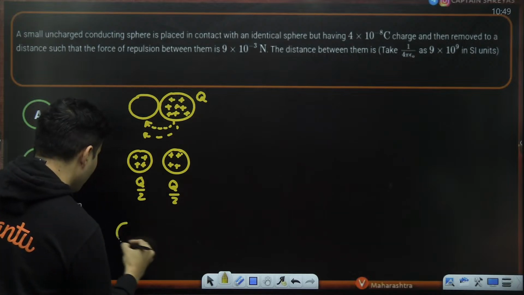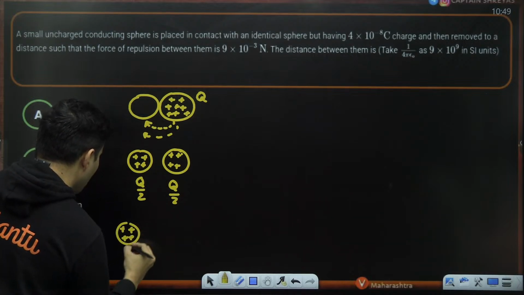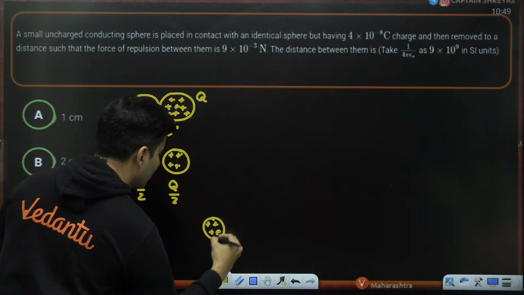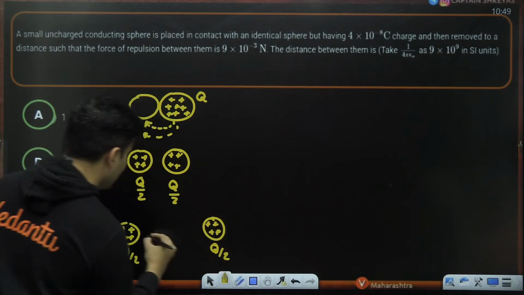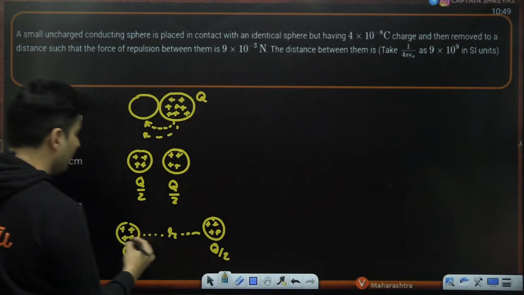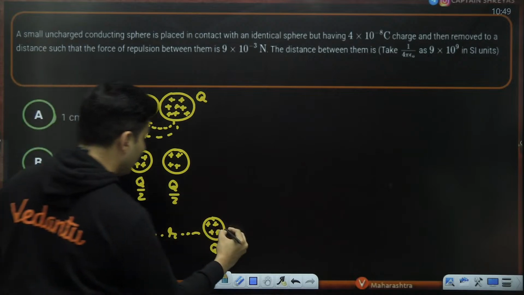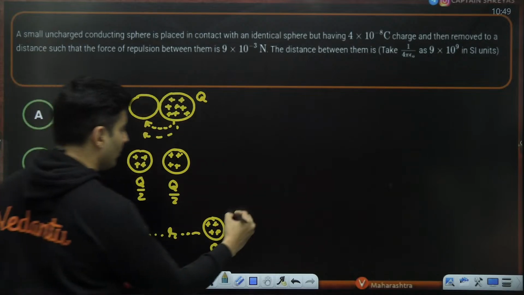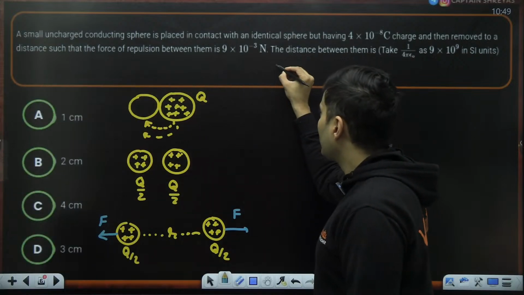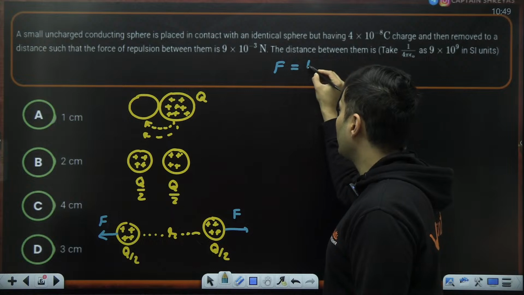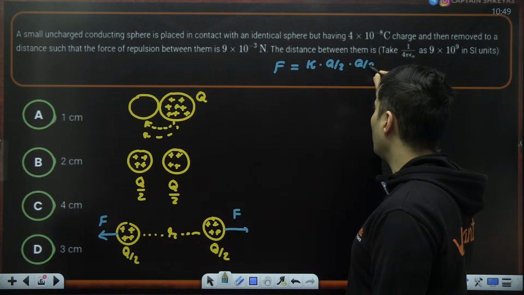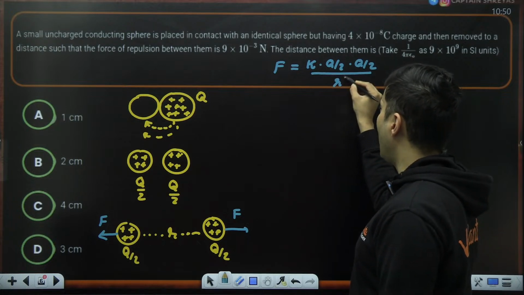But now what you have done is you have taken this sphere of charge q by 2 and placed it at some distance from the other. So let's say that distance is r, and that's when there is a force of repulsion between them, and that force is also given to you. That force is given by Coulomb's law: Coulomb's constant into charge 1 into charge 2, the whole thing divided by r square.